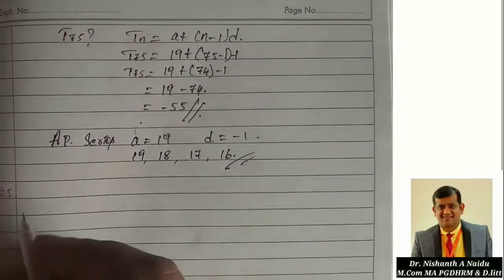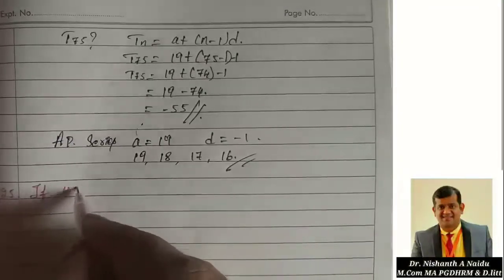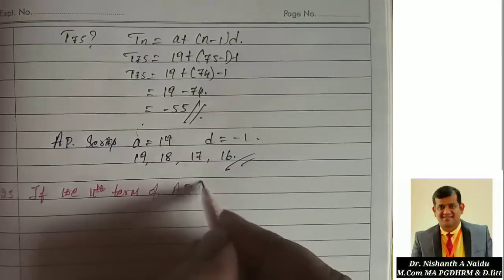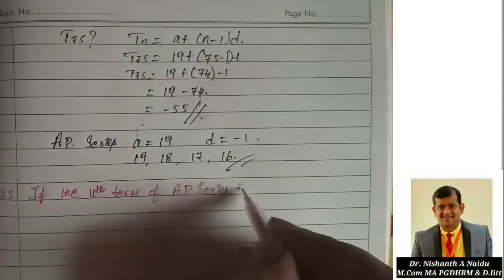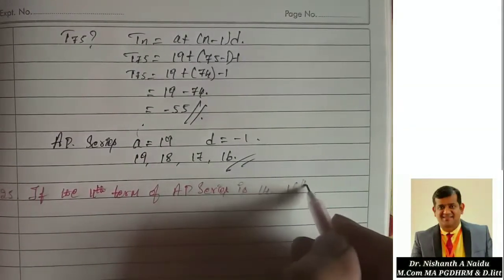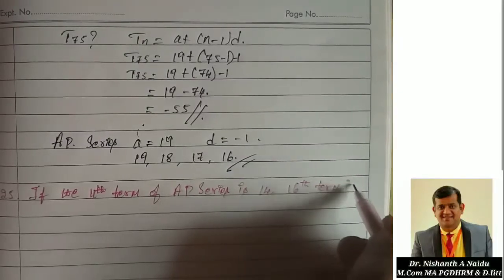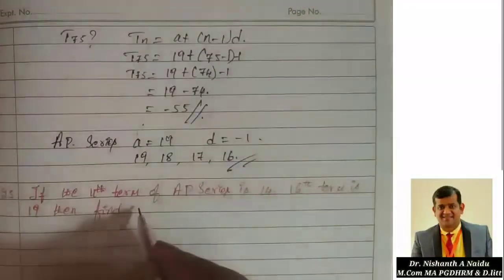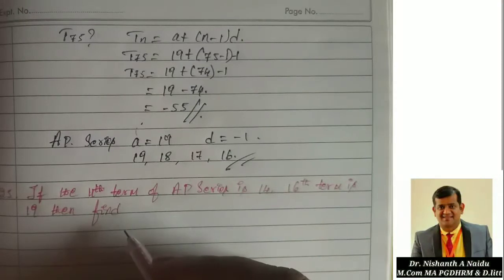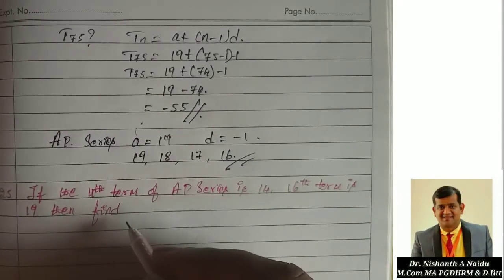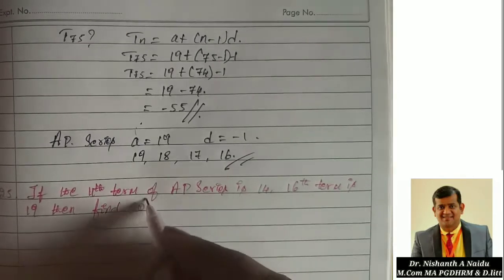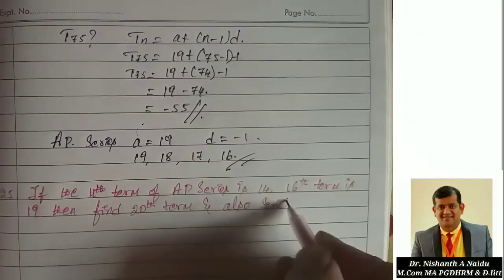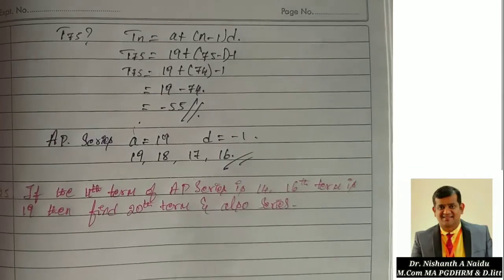One more problem of the same kind. If the 11th term of an AP series is 14 and the 16th term is 19, then find the 20th term and also the series. Okay, so this is the question and we have to do the answer.